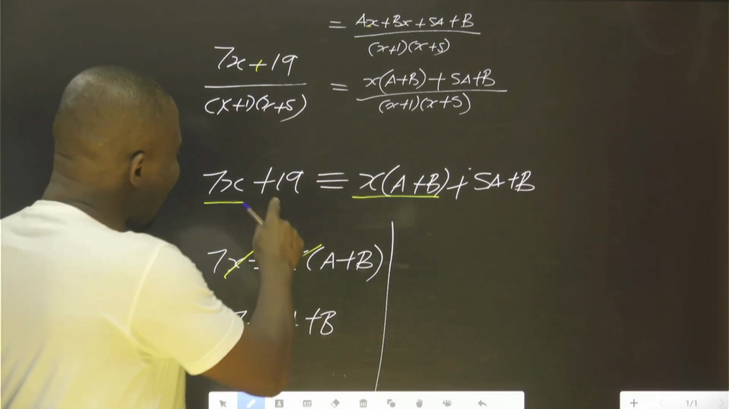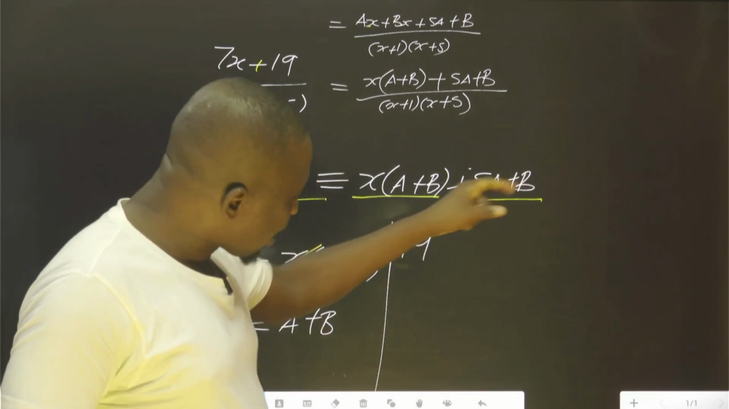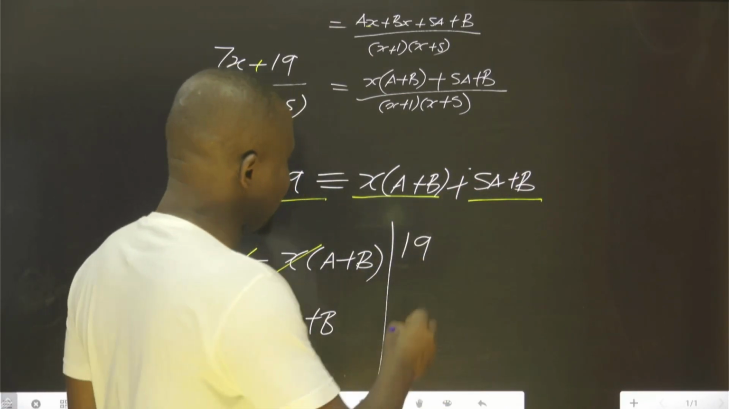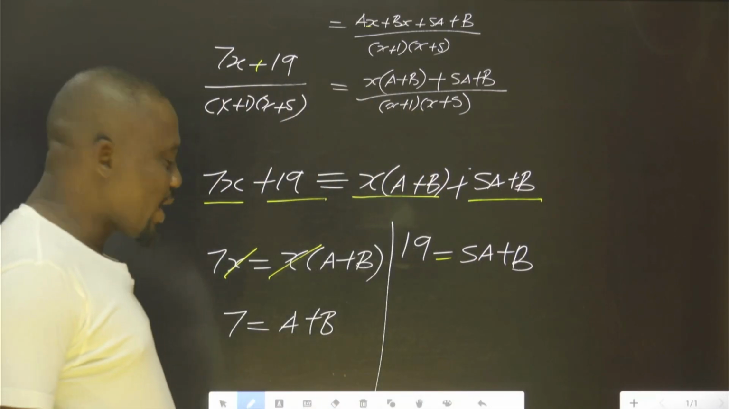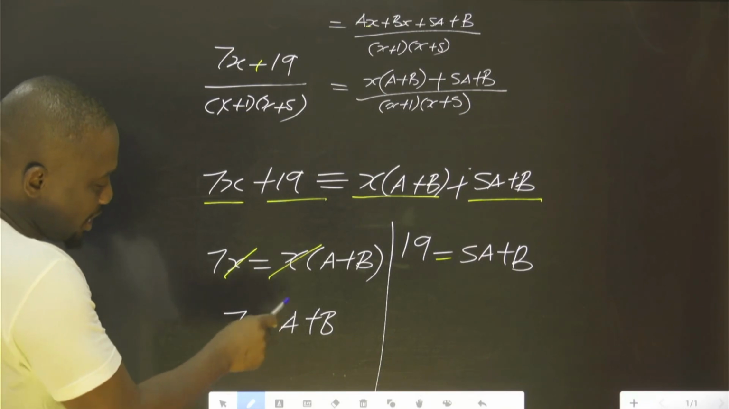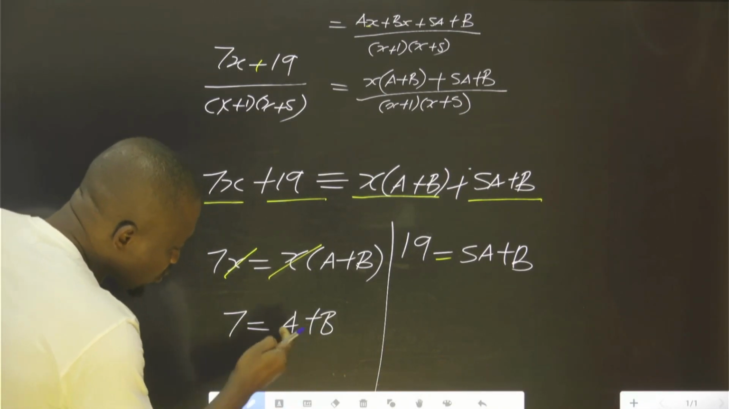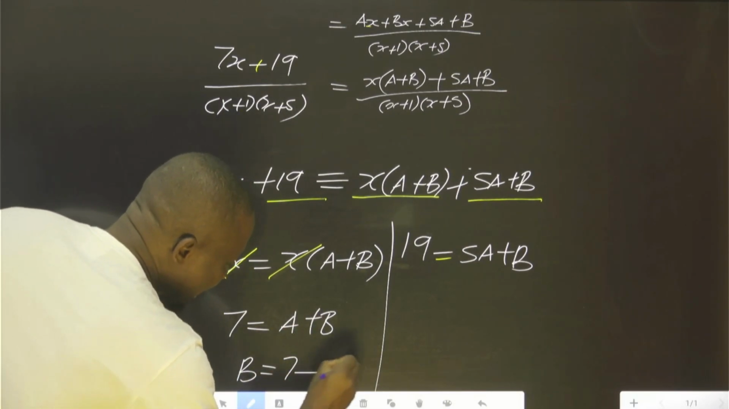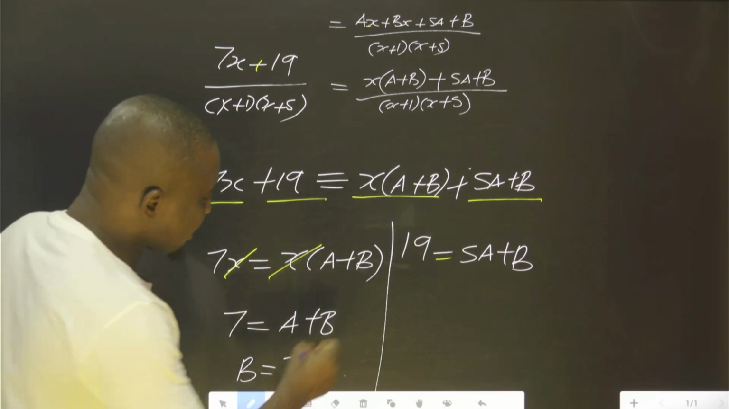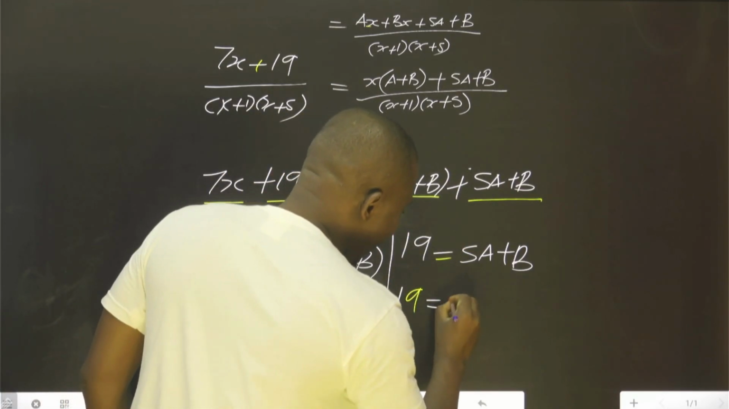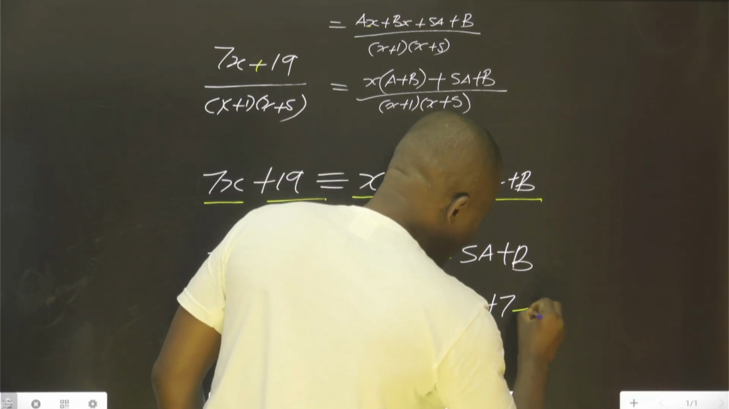Let's go for the second one. 19 is equal to this guy, because this is constant, equals to this guy without s, equals 5A plus B. Now we are going to find B here. B is equal to, A comes to this side, 7 minus A. Let's substitute this value in place of B here. That is 19 equals 5A plus, in place of B we put 7 minus A.